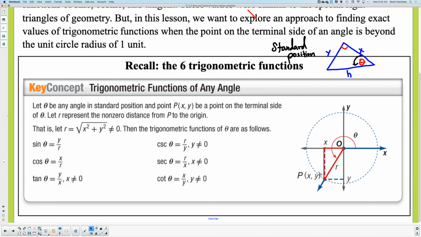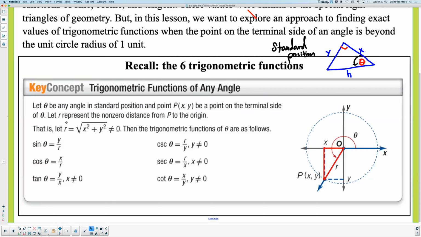If you have an x and a y, let me say it that way, do you remember the formula when you're looking at a right triangle, how to find the hypotenuse? It's a theorem. Pythagorean theorem. What's the Pythagorean theorem? A squared plus b squared equals c squared. It's the same concept here, except it's x squared plus y squared equals r squared.